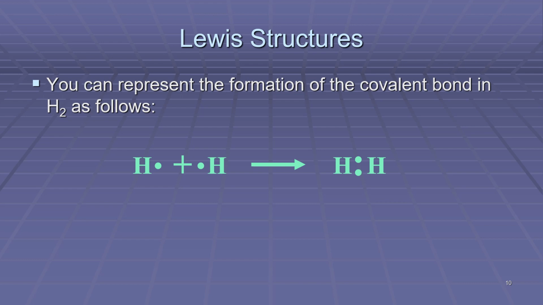This is how we can represent, using Lewis structures, what's going on. Hydrogen has 1 valence electron, and this hydrogen has 1 valence electron. So when they get stuck together, we show two dots, which is considered a bond. And so 2 electrons is considered a covalent bond.